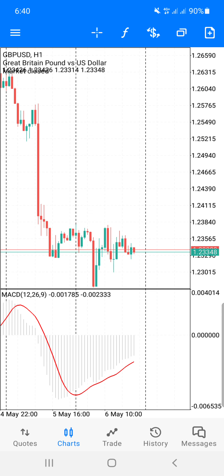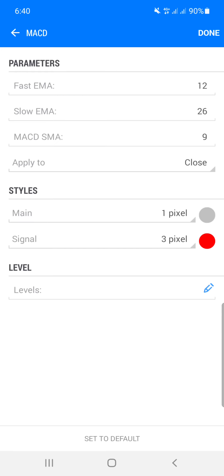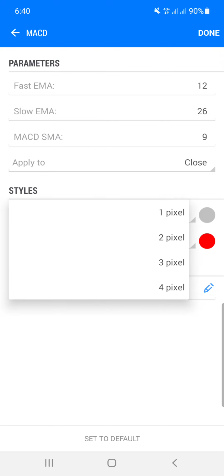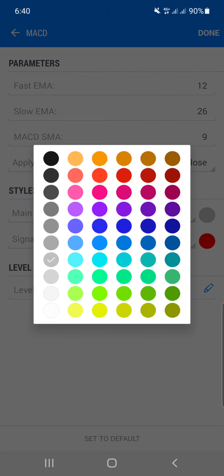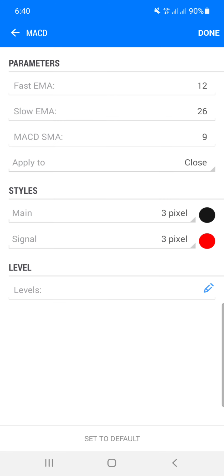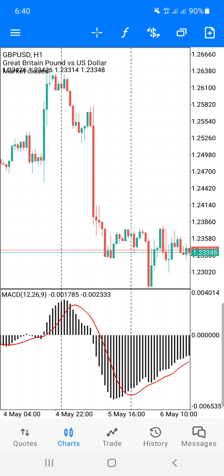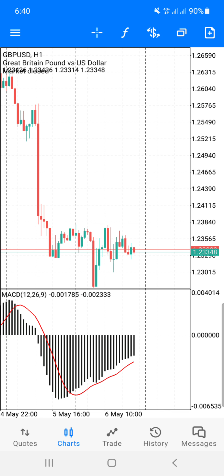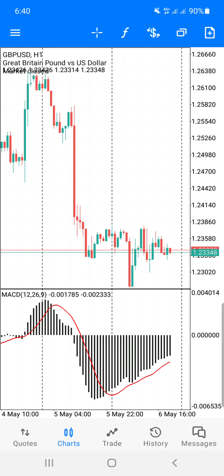These lines here are bars. Let's make them thicker. Let's use 3. Let's change the color to black. Now you can see the bars clearly. Where you notice that the bars are forming below zero, it means that you're in a downtrend. When the bars are forming above zero, it means that you're in an uptrend. It means that the market is buying. So that's just what MACD tells you.